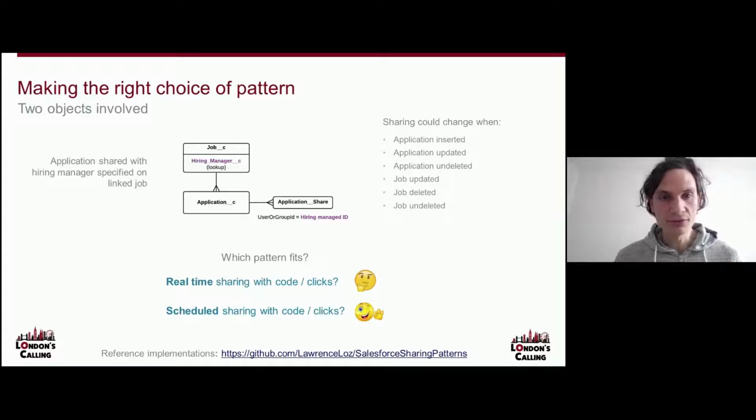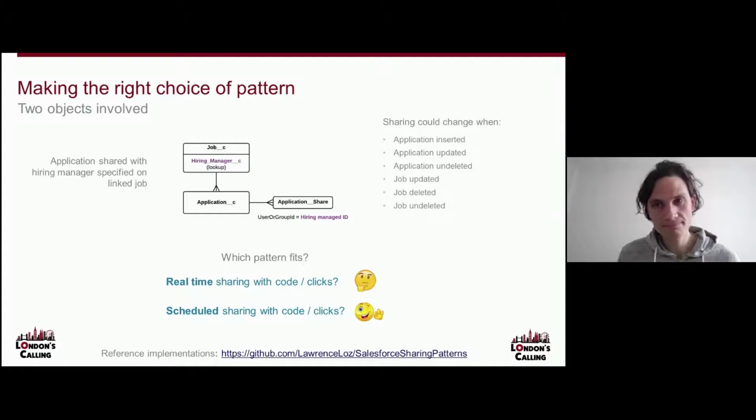In this example, we also now need to think about what happens on the job record. So what if the job's updated, hiring manager changes? What if the job's deleted? Then maybe we need to stop sharing with that hiring manager. And if we have stopped sharing, but we then undelete the job, perhaps we need to put that sharing back on. So to cater to all of these scenarios in real time, it's possible, but there's quite a lot of logic branches in there. There's a lot that we need to consider.